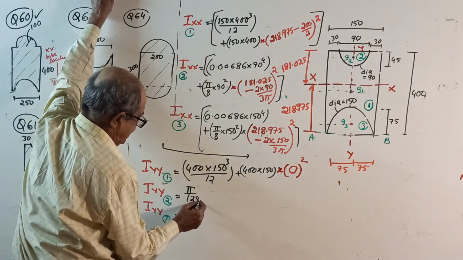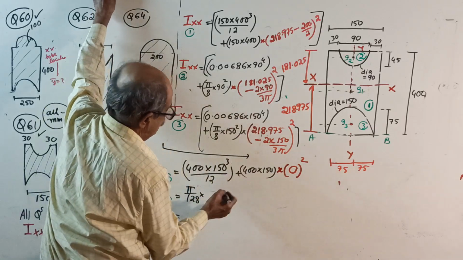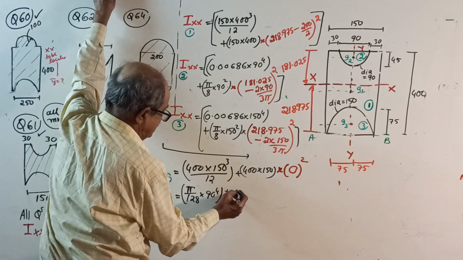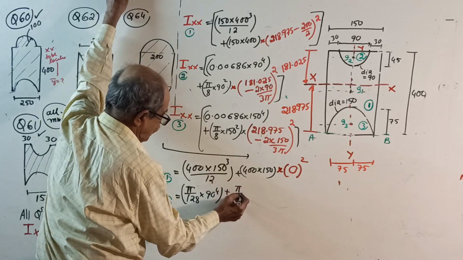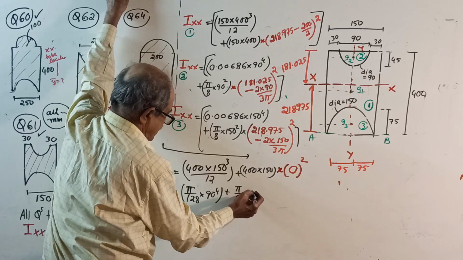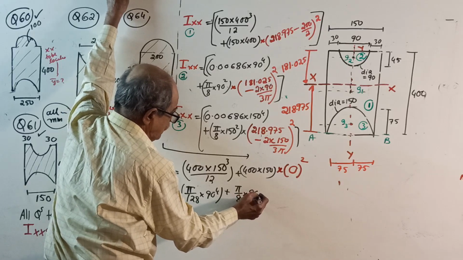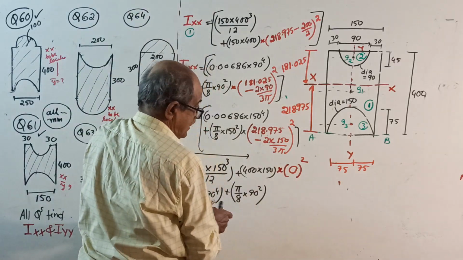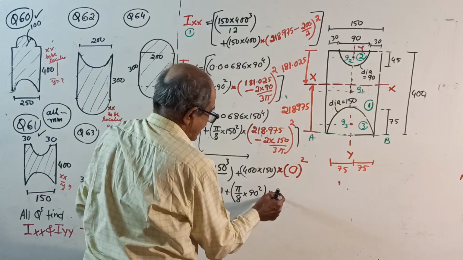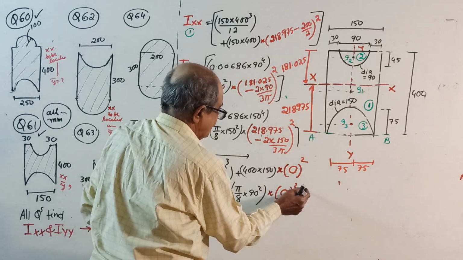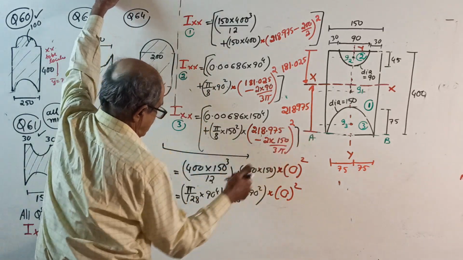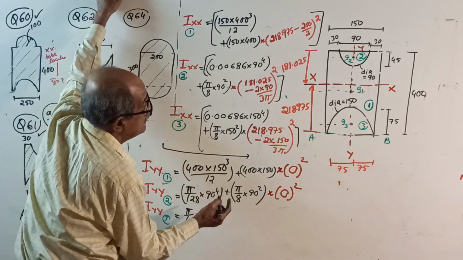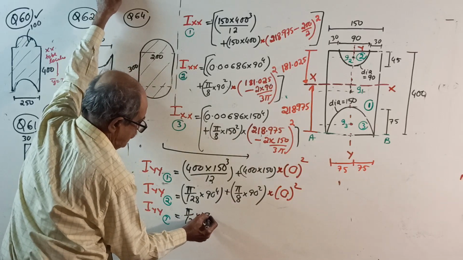Pi by 128 of diameter, 90 power 4, into 0 square. This much explanation is sufficient. If anybody says I am not explaining more, that means people are becoming lazier. Lastly, for this one, pi by 128 of diameter, 150 power 4.